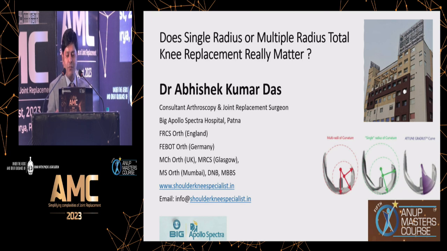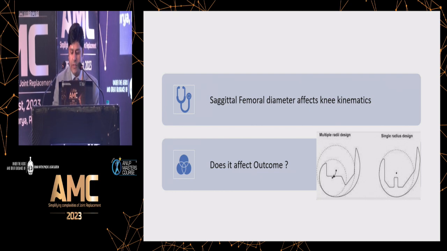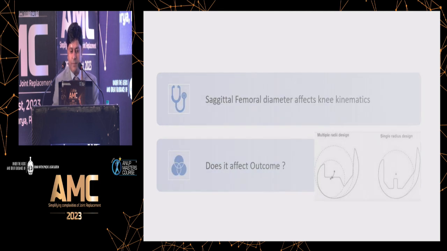So let's see what this concept of single radius, multiple radius, gradius, MR knee and things like that is. When we talk about single radius and multi-radius knee, it is mainly regarding the femoral component of the knee. Let's understand a little bit of basics about native knee kinematics. Sagittal femoral diameter affects knee kinematics. This is very well understood, but does it affect the outcome? That is what we are all interested in, and let's see.